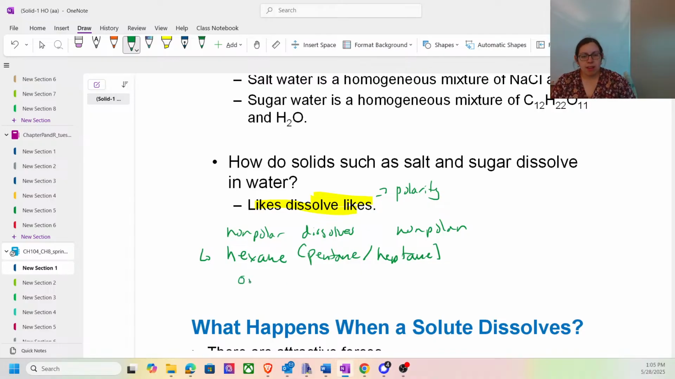Hexane and oil are of course miscible. Hexane, pentane, any of these hydrocarbons have long chains, and oils are also just long, fatty hydrocarbon chains, so very similar. Both are essentially nonpolar, so they dissolve or are miscible.